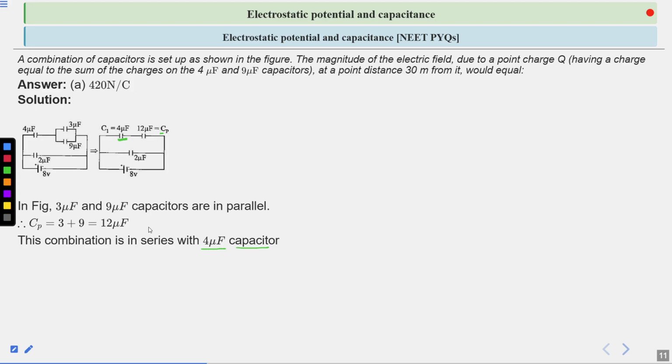Since they are in series, for series combination 1 by CS equals 1 by 12 plus 1 by 4, equal to 1 by 3. So this is the equivalent capacitance of the series combination of these two, C1 and this CP, where CP is the equivalent capacitance of these two parallel capacitors. So CS will be 3 microfarad. So the equivalent capacitance of these three capacitors will be 3 microfarad, which is equal to CS.